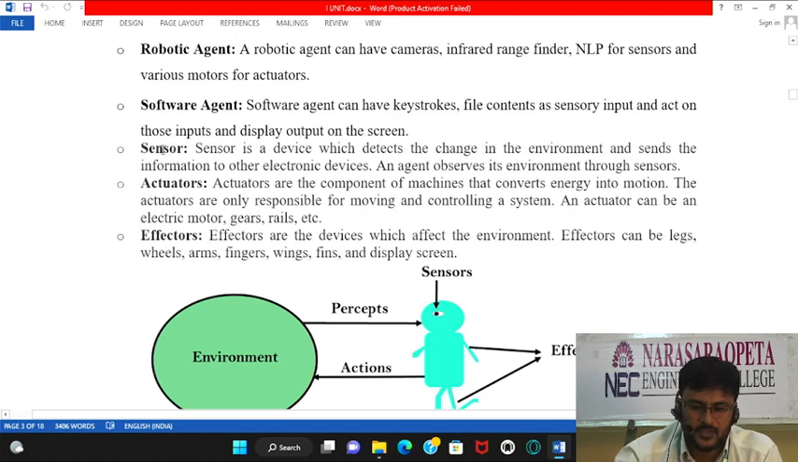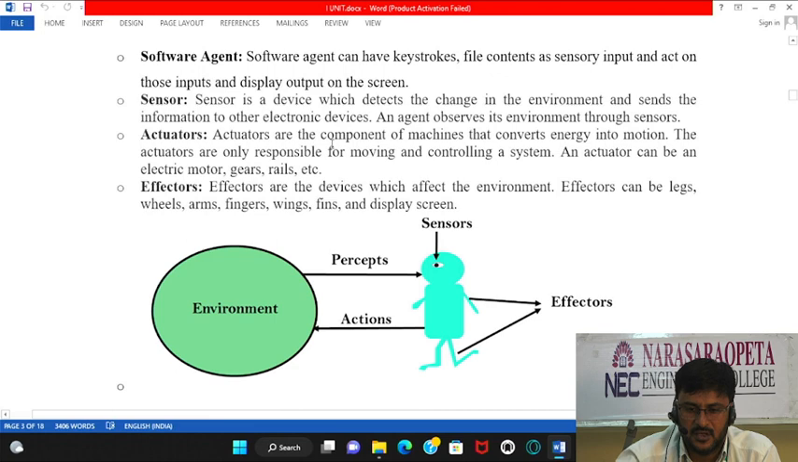Let's see, what is a sensor? A sensor is a device which detects changes in the environment and sends the information to another electronic device. An agent observes its environment through the sensors.